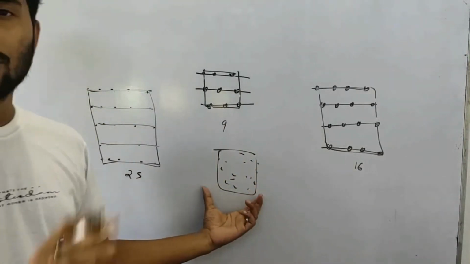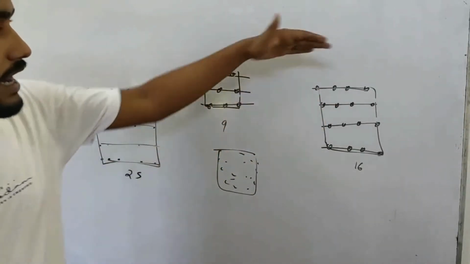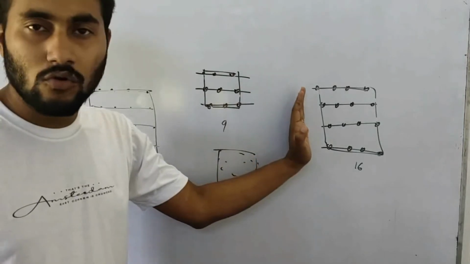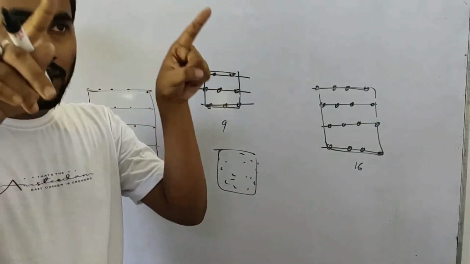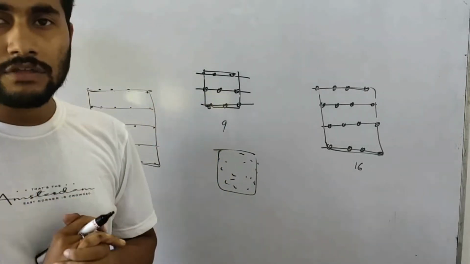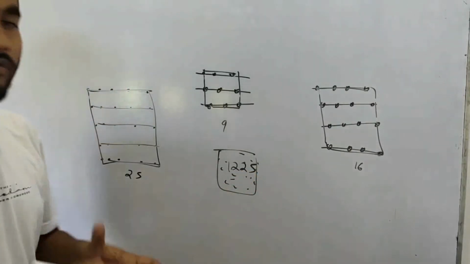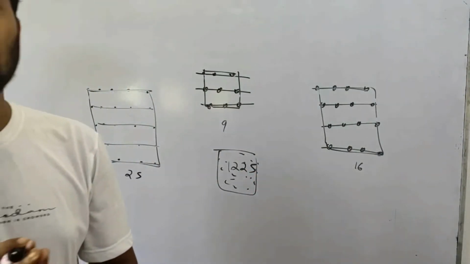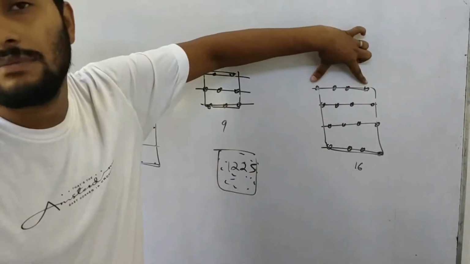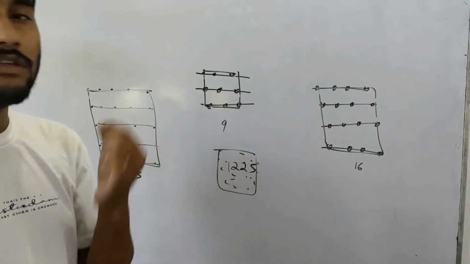The figure will be a square for sure. If this type of arrangement is done, where the number of plants is equal to the number of rows, then the figure will be a square. And you know that the total number of plants will be the area of this square. That means this 1225 will be the area of this square. Now what you need to find? Find the number of plants in each row. That means you need to find the side of the square.